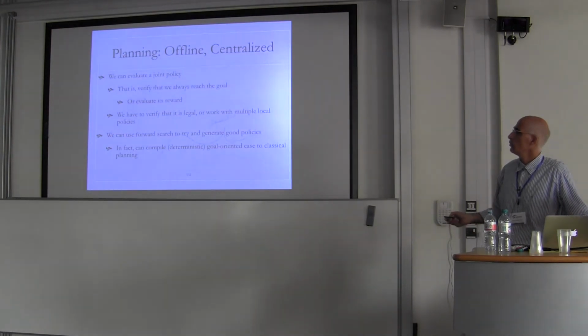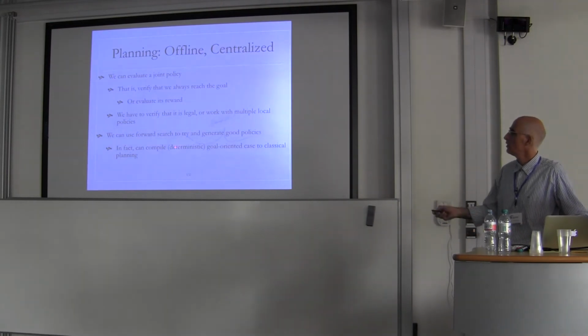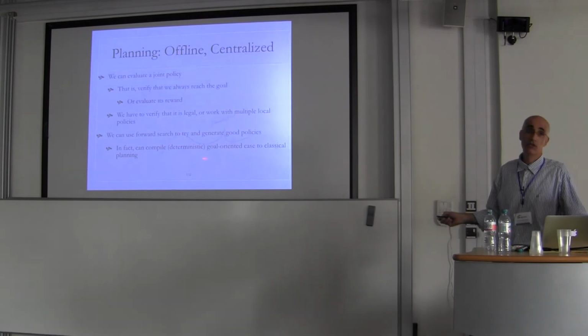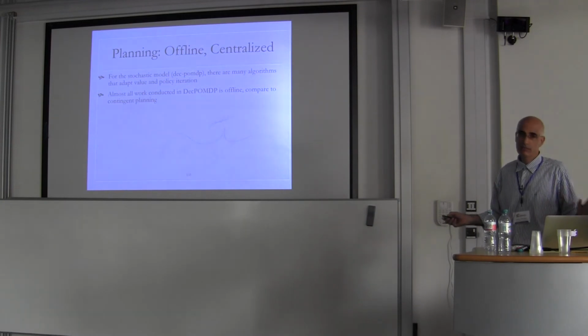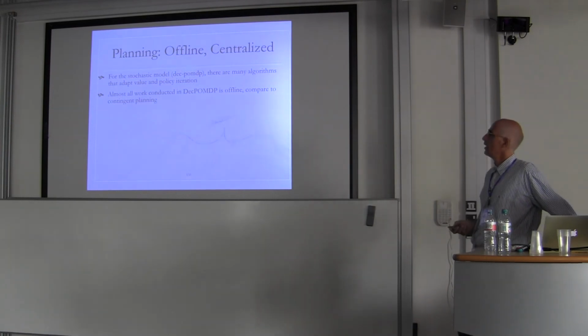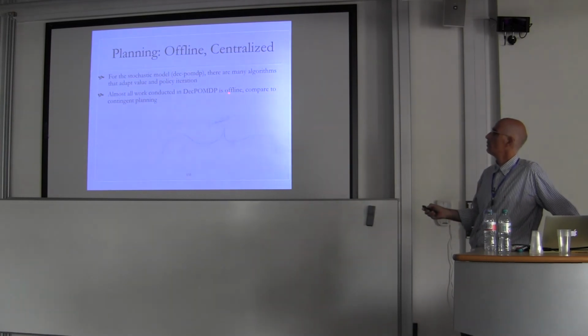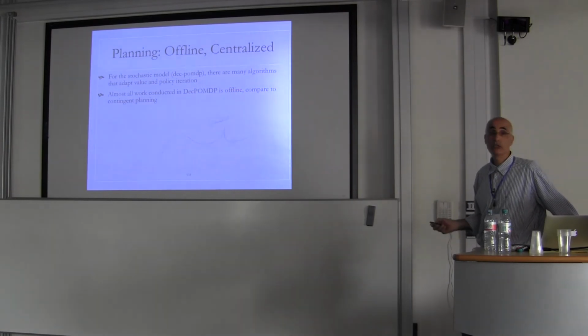You can use forward search to do this. You can, in fact, compile the deterministic version of this problem into classical planning and solve it. Terrible compilation, but you can do that. If you're looking at the stochastic case, which is called decentralized MDP, similar algorithms exist. Again, this is a really big area, but almost all the work in decentralized MDP is also focused on this offline case. Compare, for instance, to contingent planning. If you're familiar with contingent planning, there is lots of work on online planning.